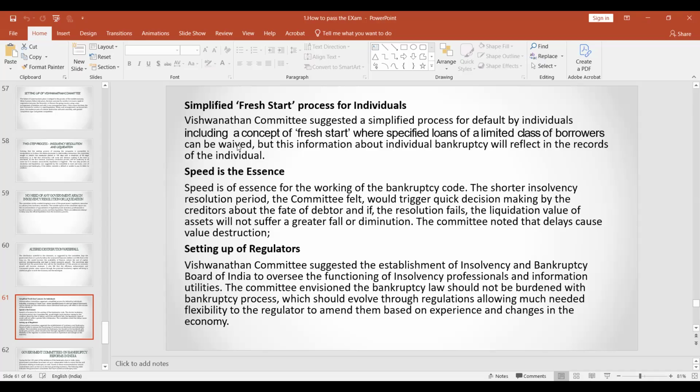Speed is the essence. So speed is of essence for the working of the bankruptcy code. So they said it will ensure quicker decision making. Setting up of a regulator. So this committee suggested that you establish a regulator, an Insolvency and Bankruptcy Board of India, which will oversee the functioning of insolvency professionals and information utilities.